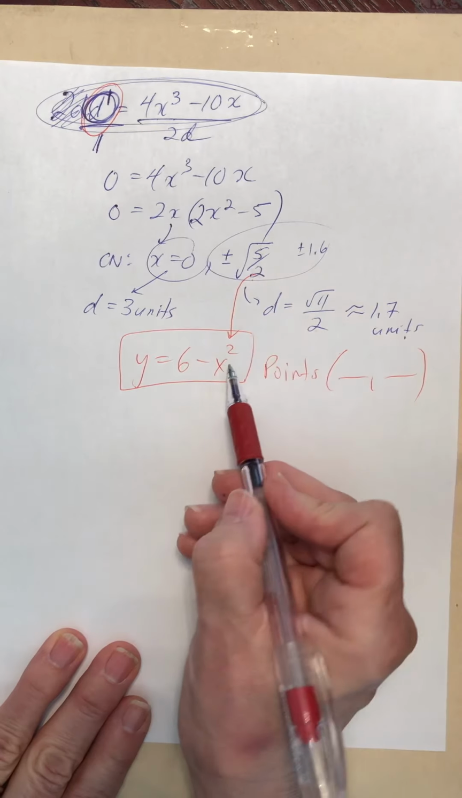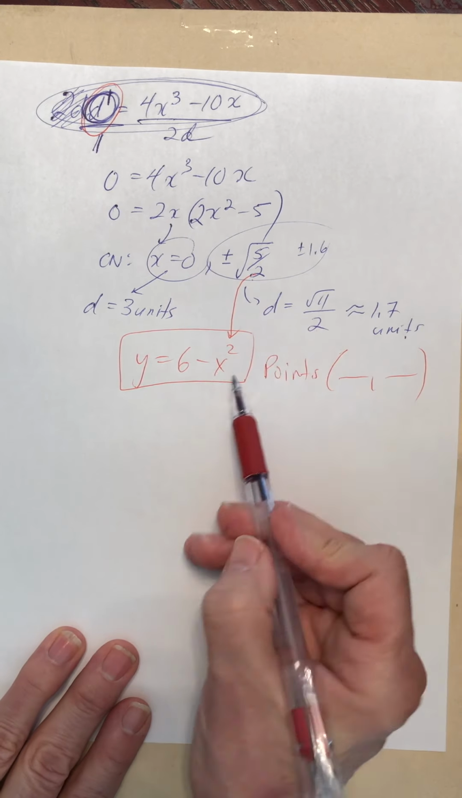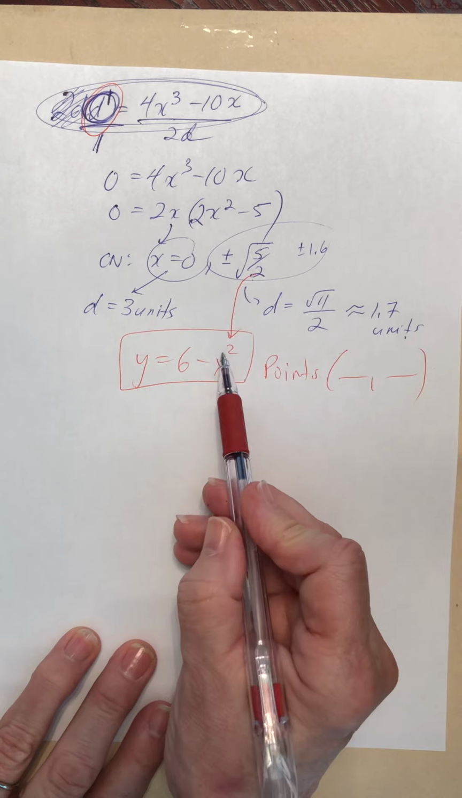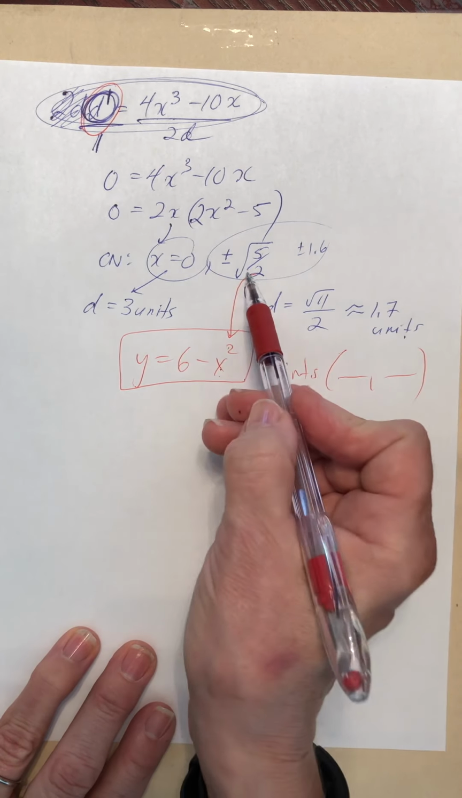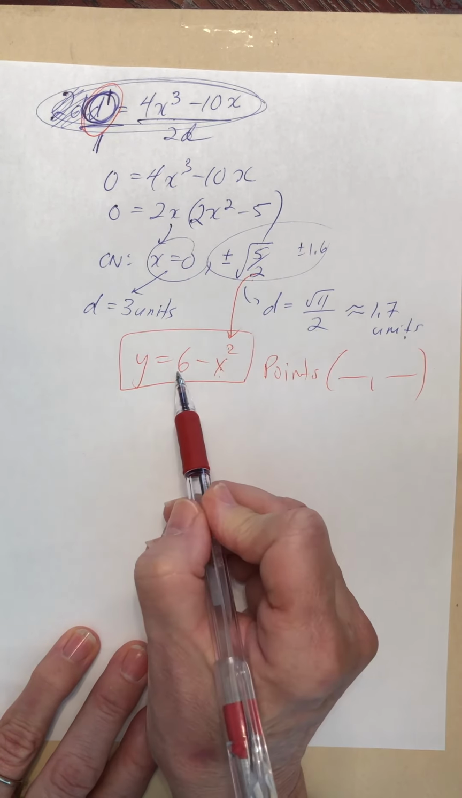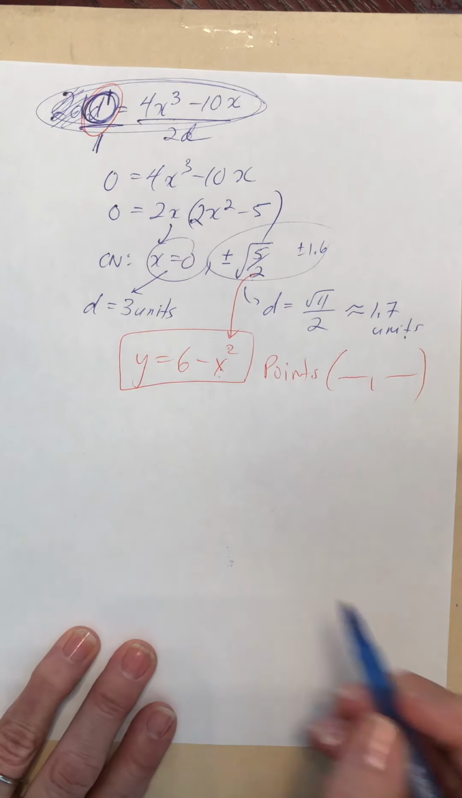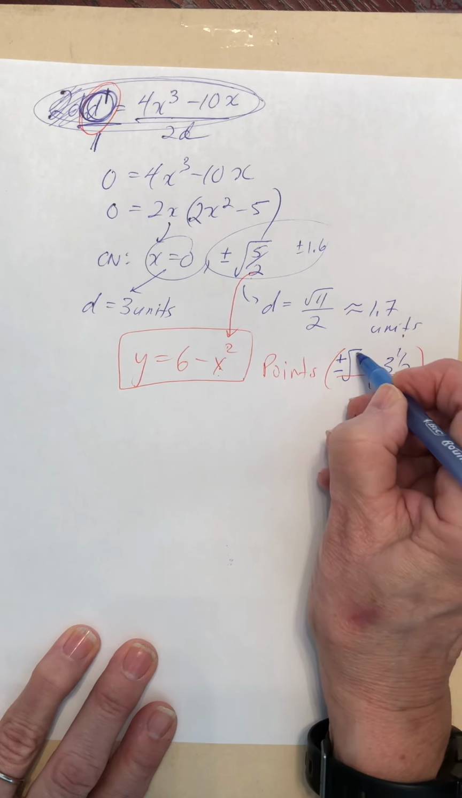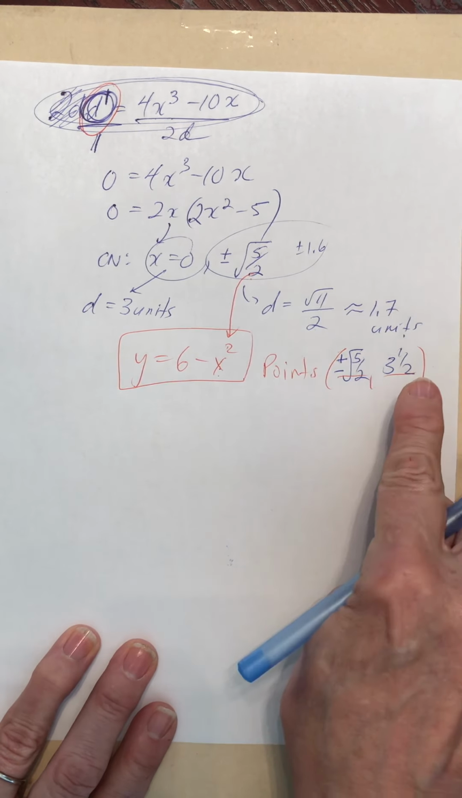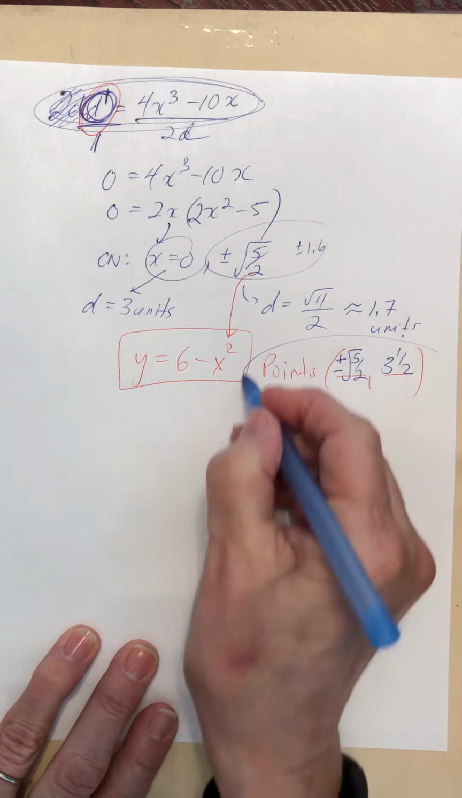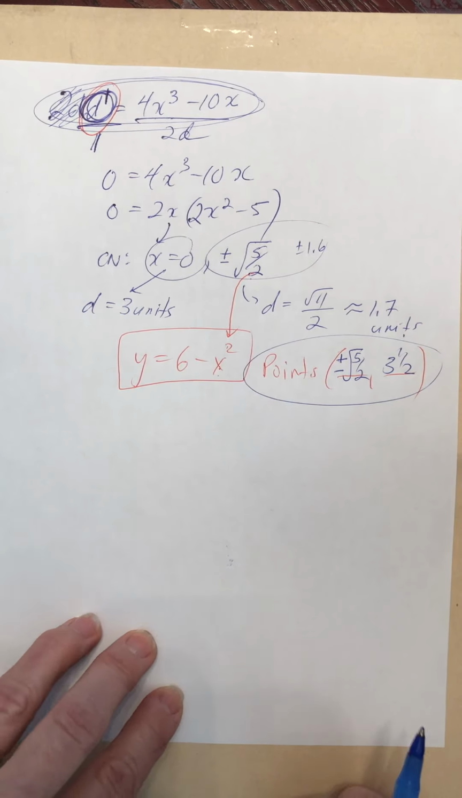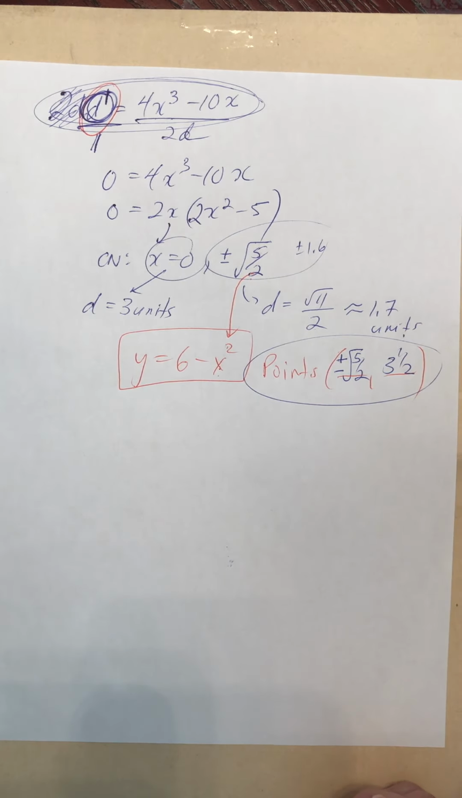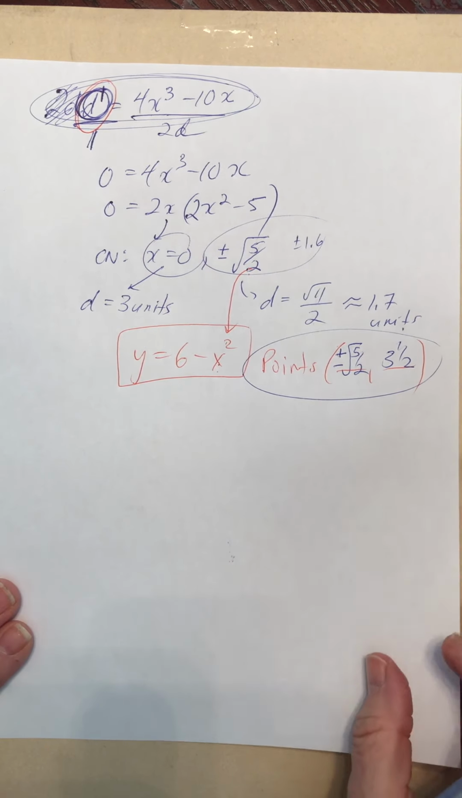So if I put root 5 over 2 in here, whether it's positive or negative, when I square it, it would just be 5 over 2. 5 over 2 is 2.5. So this says 6 minus 2.5, which is 3.5. So whether I use positive or negative root 5 over 2, that would be the y coordinate. So that would be your answers to finding the points that are closest to the point 0, 3 on that particular parabola. Okay, so that was one of the questions.